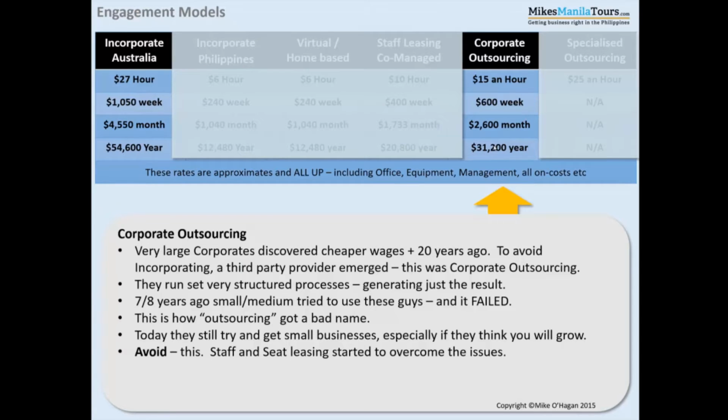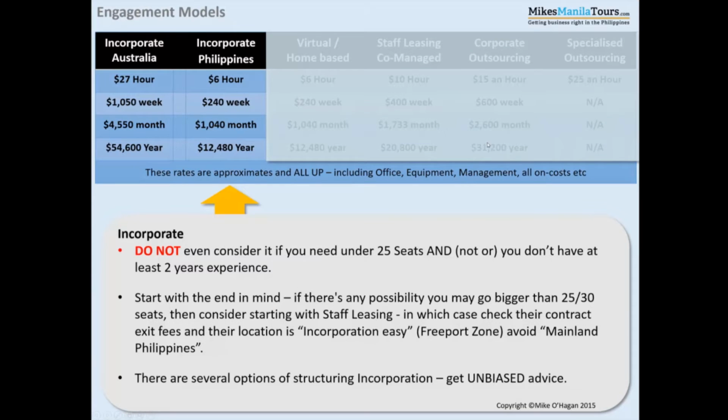That set the benchmark from 20 years ago. The world moved on a little bit from then. If you were to incorporate in the Philippines, and indeed today I have a couple of incorporated bodies in the Philippines, so these costs are very typical for what I've got in my businesses. If you were going to incorporate in the Philippines, the cost of the same person would actually be about $6 per hour, $240 a week, or $1,040 a month, $12,480 a year.